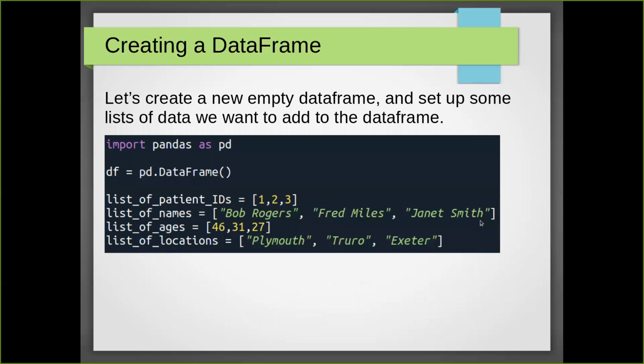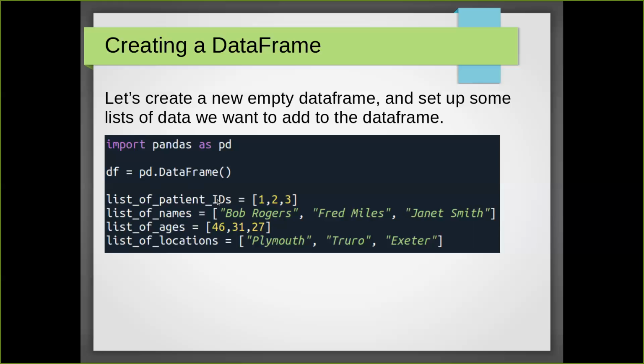So how do we create a data frame? Let's have a look at how we create a new empty one, and then set up some lists of data that we can then add into the data frame. So the first thing, always, we must import pandas as pd. And then I'm going to set up a new data frame here, and I've just called mine df for data frame. You can call it whatever you like, but I always tend to use df somewhere in the name so I can easily see at a glance that it's a data frame. And the way we set it up is just by saying pd.DataFrame(), and that will create a brand new empty pandas data frame.